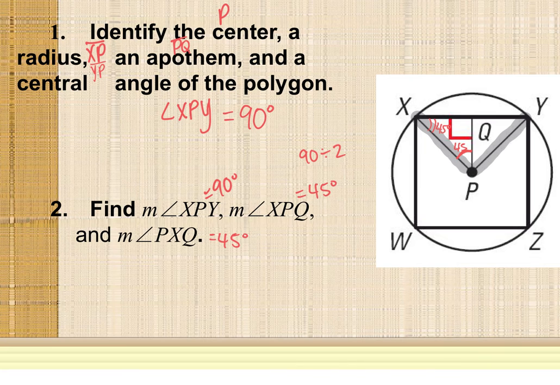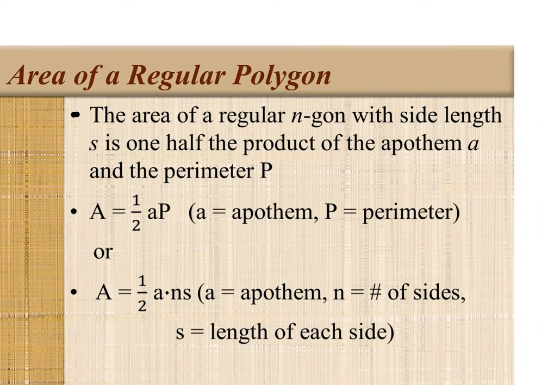Area of an n-gon with side length s is 1/2 the product of the apothem and the perimeter, okay? Now, there are two formulas written here, but they're the exact same. You can either write it with perimeter as P, or you can write the perimeter as n times s, where n is the number of sides times s, which is the length of each side.